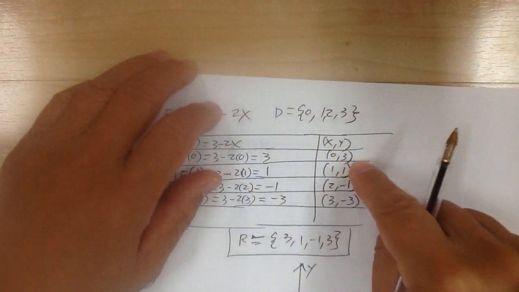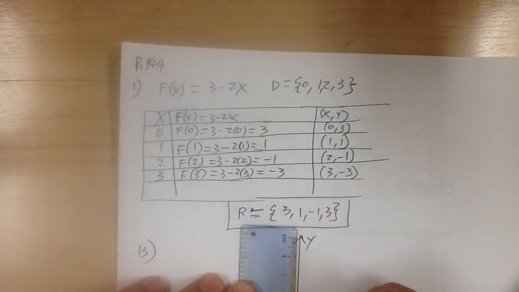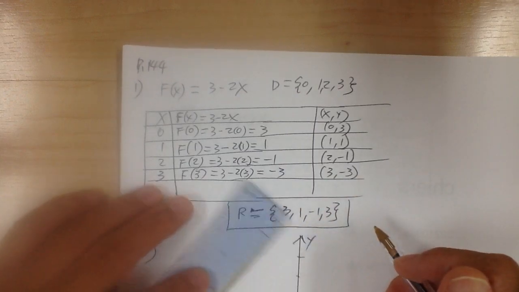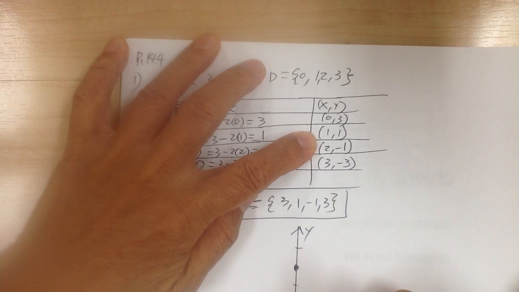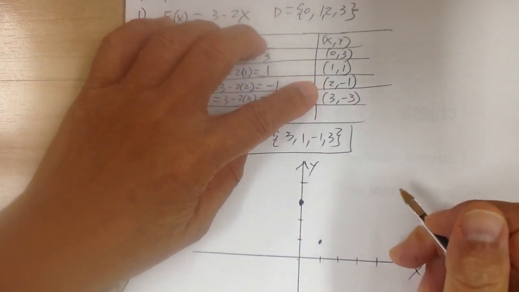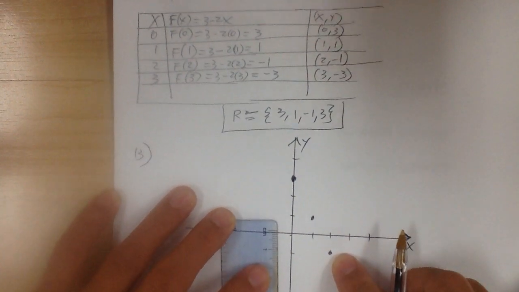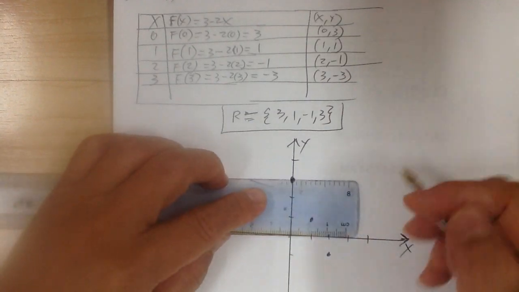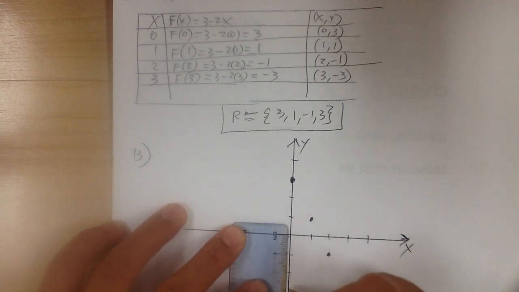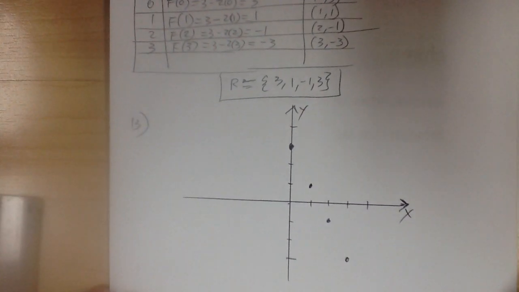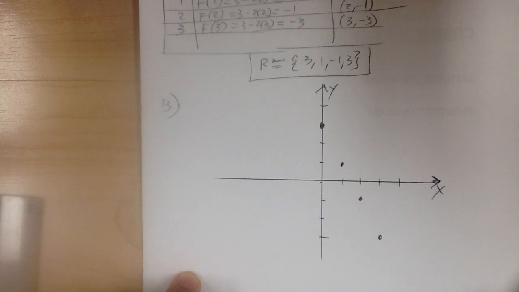Again, when you're doing the graphing, you want to use this data right over here. Don't use this because you have some numbers missing over here, right? Some are duplicates. Okay, so the first point is 0, 3. It's going to be right over here. Next one is 1, 1. It's going to be right over here. Next point is 2, -1. It's going to be right over here. Then the next one is 3, -3. Okay, so again, you grab these points over here, and that's it for number 13.